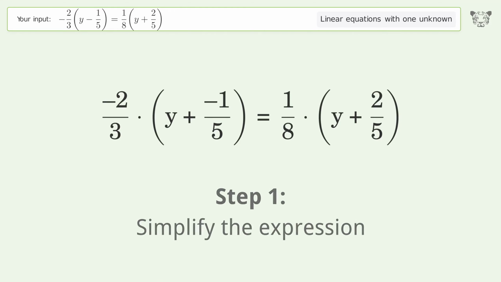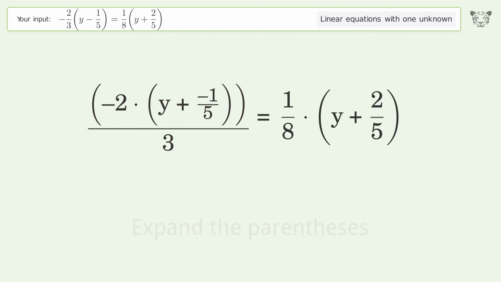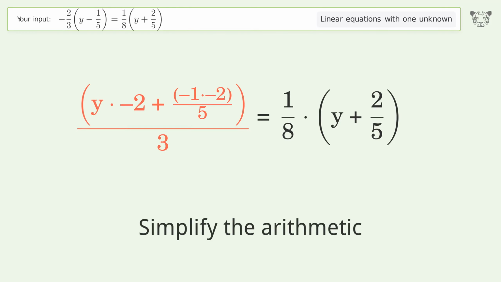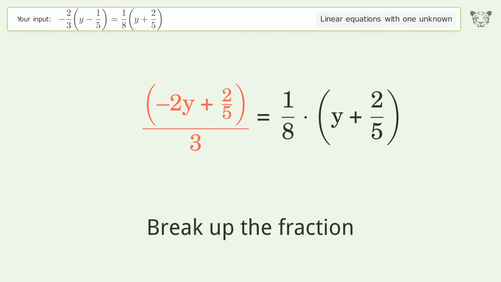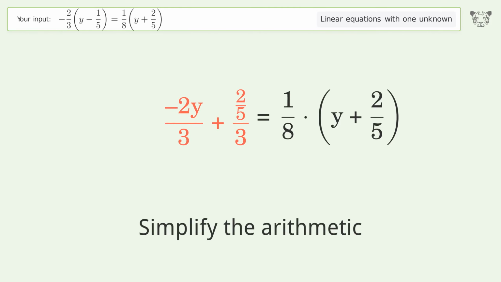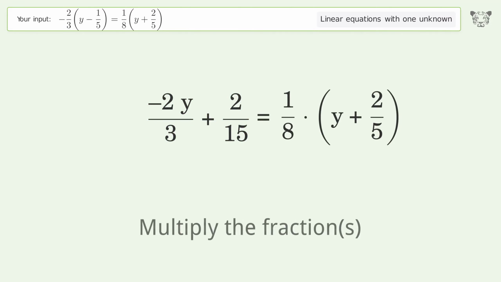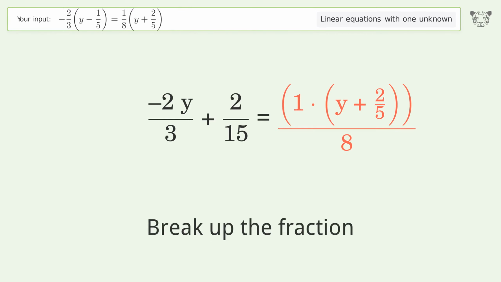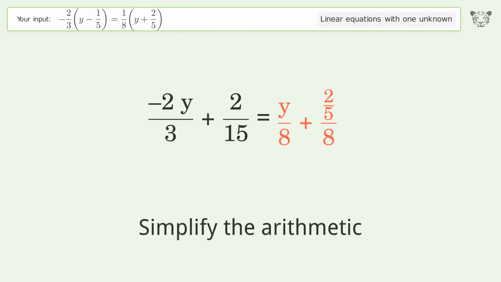Simplify the expression. Multiply the fractions. Expand the parentheses. Simplify the arithmetic. Break up the fraction. Simplify the arithmetic. Multiply the fractions. Break up the fraction. Simplify the arithmetic.